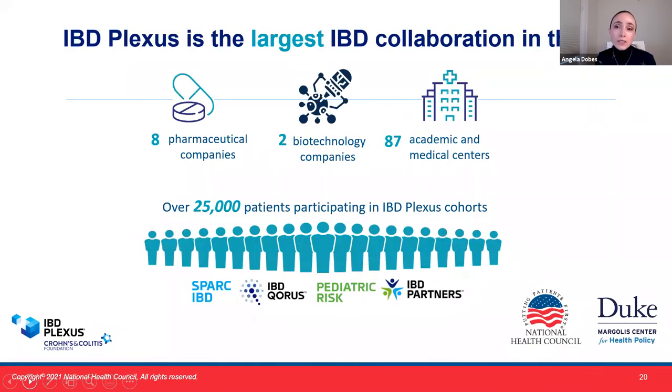IBD Plexus is a national-scale integrated real-world data platform and biobank. Through Plexus, we are breaking down traditional barriers to data and scientific collaborations to accelerate research and enable the development of new therapies and tools to improve the lives of patients living with inflammatory bowel disease. We have 8 pharmaceutical companies and 2 biotechnology companies that are contributing to and leveraging IBD Plexus resources to advance their work. We also have 87 academic and medical centers who are not only helping to recruit patients into our studies, but are also leveraging the data for their own work. And finally, our most important stakeholder, the patient, where today we have over 25,000 patients participating. Next slide.